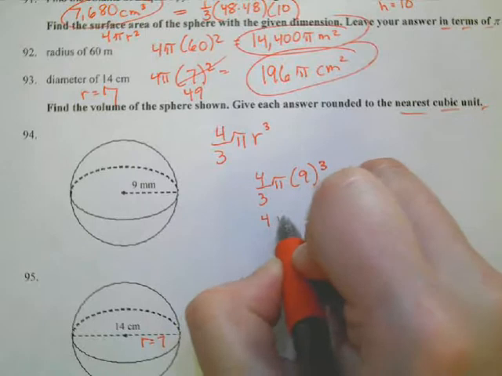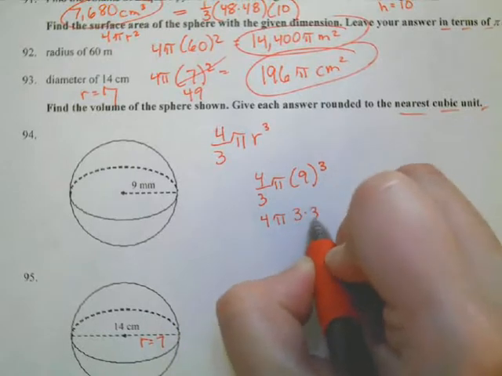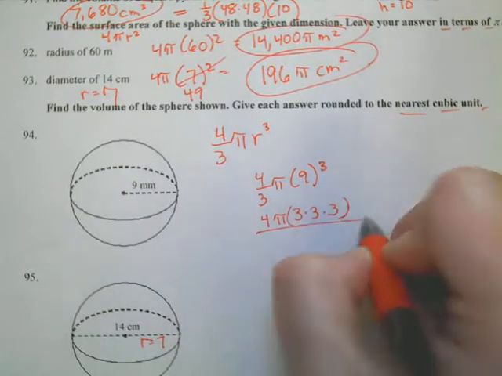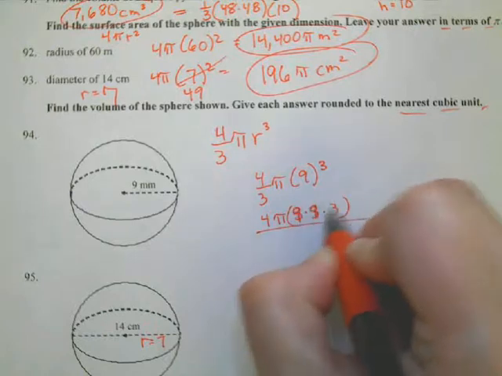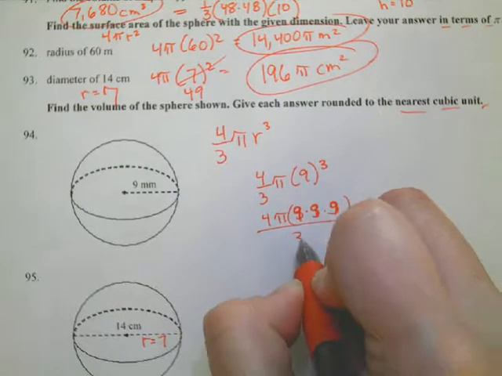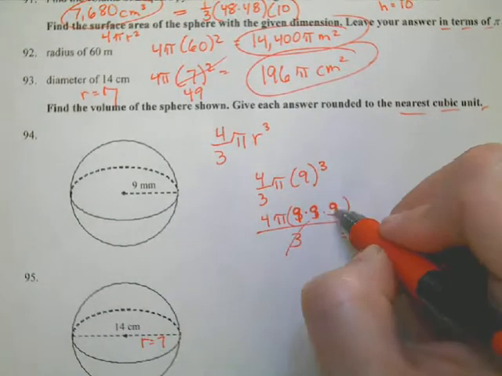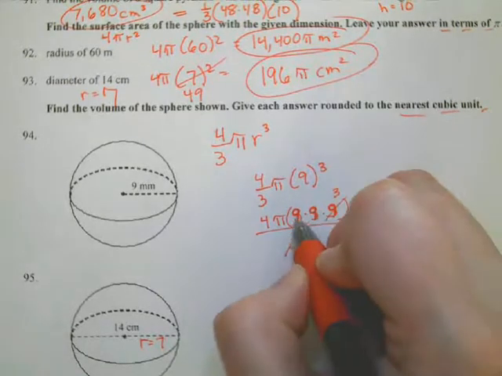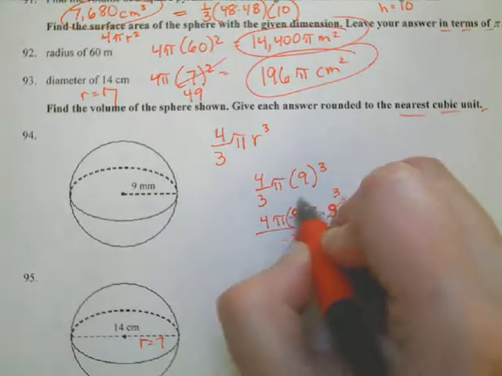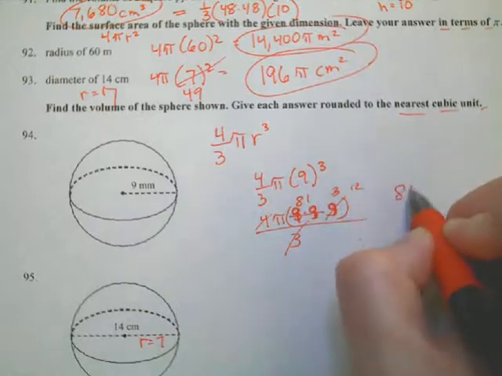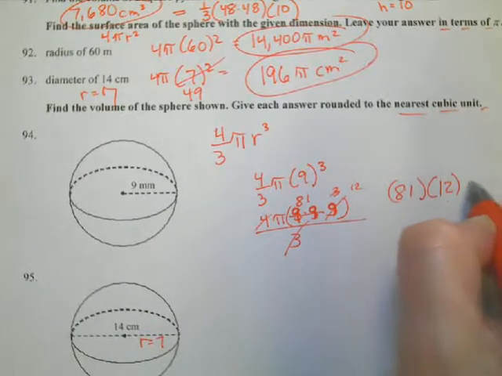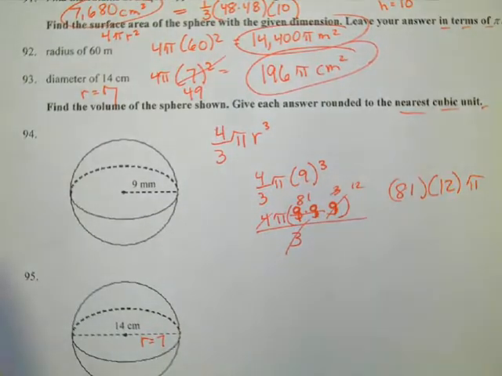Alright, so 3 goes into one of the 9s 3 times. And now we have a little bit less calculation to do. 9 squared is 81. 4 times 3 is 12. So I have 81 times 12 pi. Now you could just punch all this in together and not go through the reduction process like I just did. But just be really careful and make sure that you're putting parentheses where they need to go, or do it in pieces. That's fine too. Alright, so the nearest cubic unit gives us approximately 3,054 millimeters cubed. Correct.